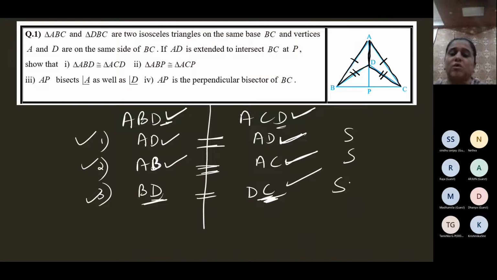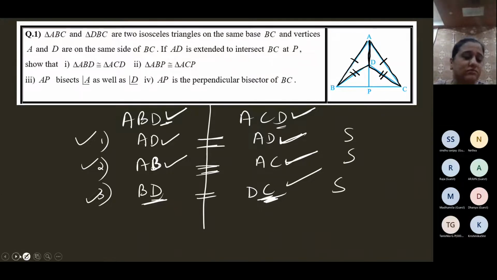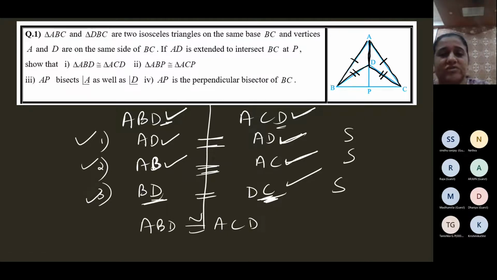Very good. So now from this, what are the other results you can derive, Tanishka? Now tell me the order. Okay, the order is already there. ABD is congruent to ACD. Now we already have three sides of the first triangle equal to three sides of the second triangle. So the sides are already equal. Now tell me about the angles.